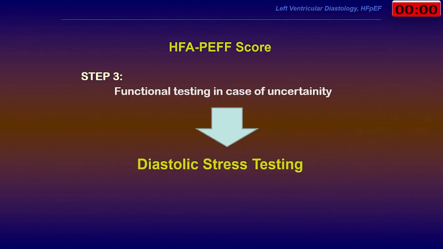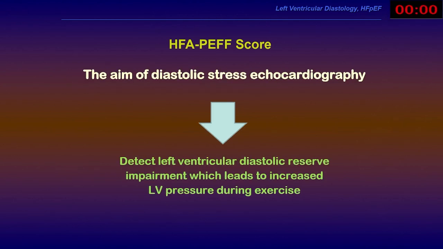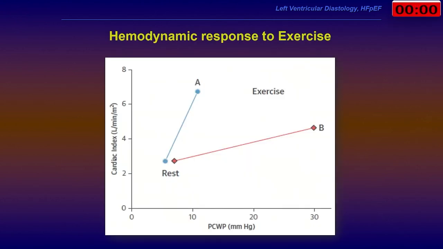What is the third step? It is a functional testing in case of uncertainty. It's called diastolic stress test. I don't know if any one of you know what diastolic stress test is. It's something completely different than the ruling out of myocardial ischemia by systolic stress testing. The aim here is to detect left ventricular diastolic reserve impairment, which leads to increase in left ventricular pressure during exercise. And look at this figure.